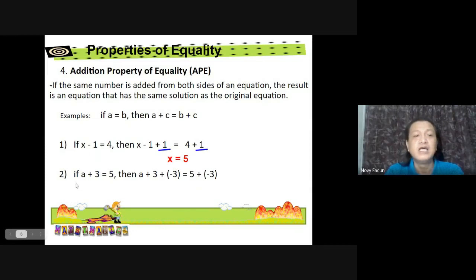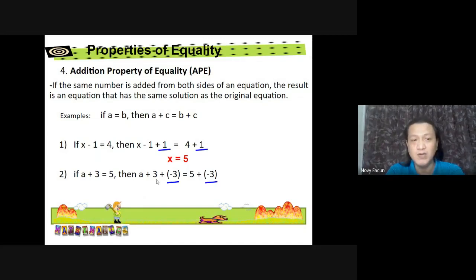Next, number 2. If a plus 3 equals 5, then a plus 3 plus negative 3 equals 5 plus negative 3. Ano naman yung in-add ko? Both sides of the equation. Nag-add ako ng negative 3 sa kaliwa, dapat ganun din sa kanan to make it balance.